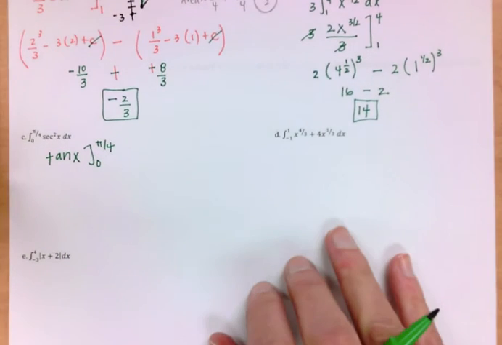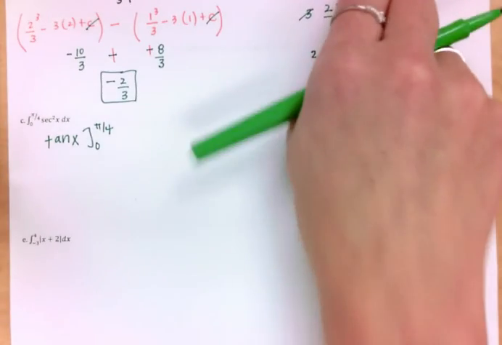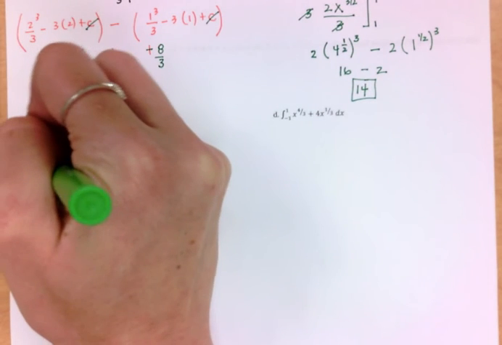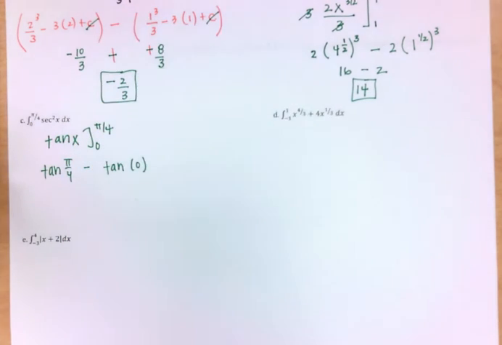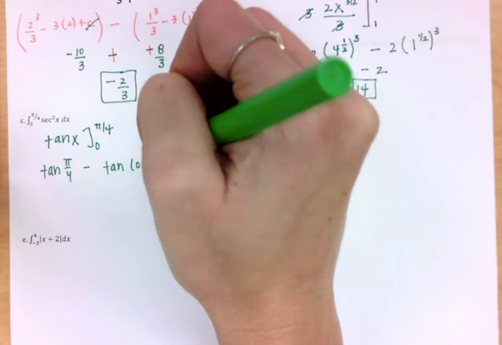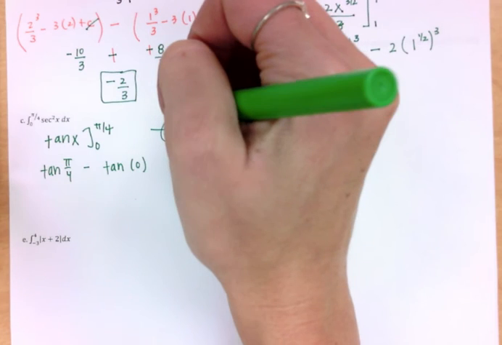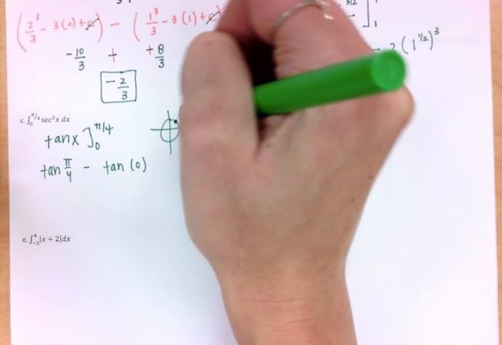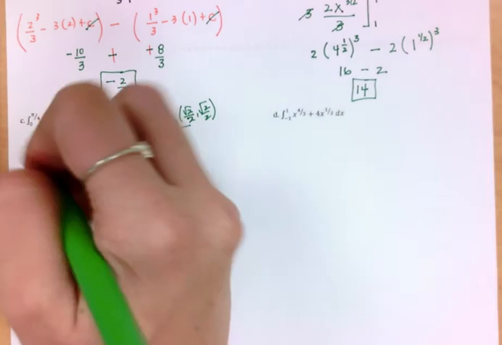Okay, and this is where that unit circle comes back. So you have to find f of b minus f of a. So you're going to evaluate those. So tan of pi over 4 minus tan of 0. Remember that pi over 4 has the same sine and cosine, both root 2 over 2. And so the tangent of that would be sine over cosine, and so that is 1.